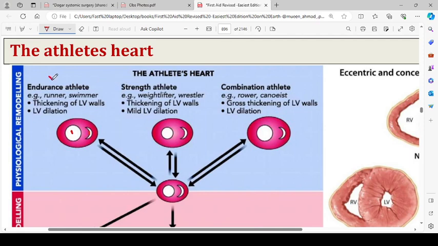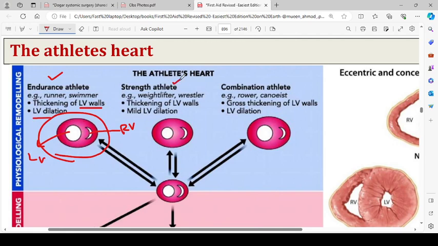Now in the endurance athlete, for example a runner or a swimmer, there is thickened left ventricular wall, and okay, I again messed it up. Let's restart it. In the diagram, this smaller ventricle is the right ventricle, and this bigger ventricle is the left ventricle. Now let's restart it. So in the swimmers, there is thickening of the left ventricular walls. The walls are thickened, and the left ventricle, the lumen, is dilated.